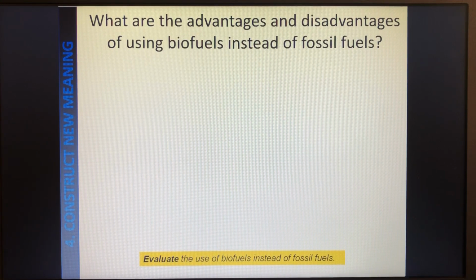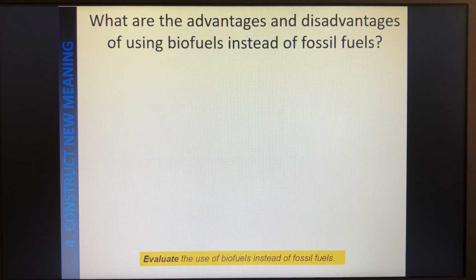This is our final slide of the lesson. So what are the advantages and disadvantages of using biofuels instead of fossil fuels? These biofuels could be simply biomass, which is burning of any plant material, or it could be burning of chicken poo, lots of energy in chicken poo. It could be the bioethanol that we just talked about from the sugarcane. It could be the biogas that we talked about, in the triple science video, with the anaerobic digesters. If you're not triple, don't worry about that one.